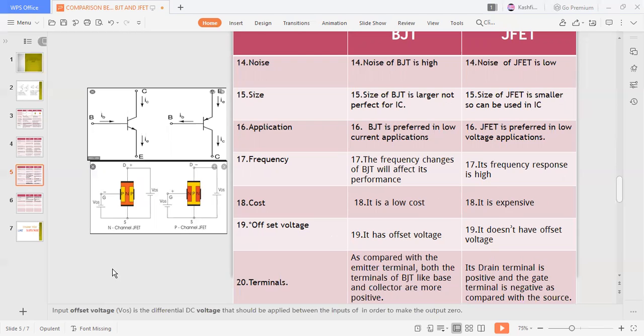Now, what is offset voltage? The input offset voltage is the differential DC voltage that should be applied between the inputs in order to make the output zero. Now the terminals. For BJT as compared with the emitter terminal, both the terminals of BJT like base and collector are more positive. But for JFET, its drain terminal is positive and the gate terminal is negative as compared with the source.